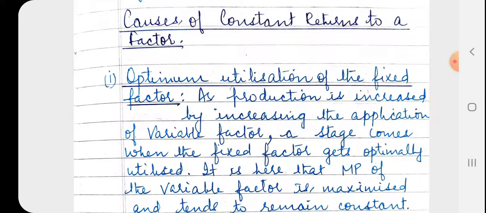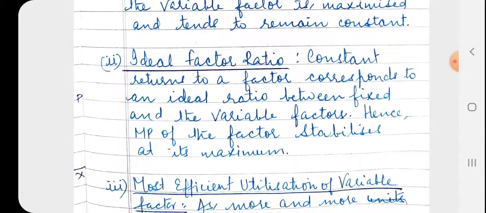Beyond this ratio, if you go, automatically it will be overutilization of that particular fixed factor. Once it is overutilization, this is a point where we have to stop increasing the production by increasing the variable factor. Instead, we have to go for increasing the fixed factor. Optimum utilization of fixed factor.